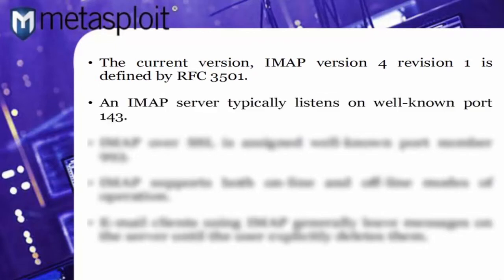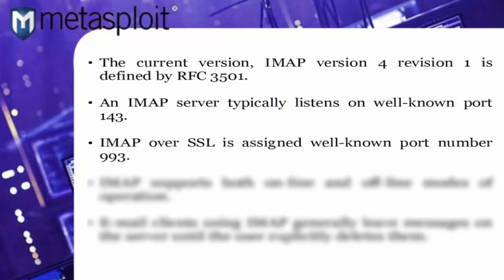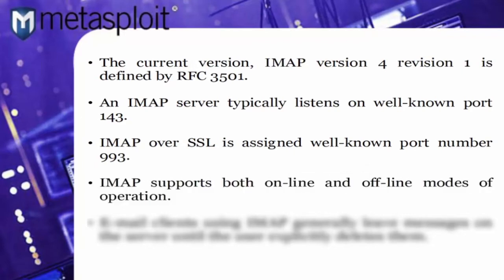An IMAP server typically listens on well-known port 143. IMAP over SSL is assigned well-known port number 993. IMAP supports both online and offline modes of operation.